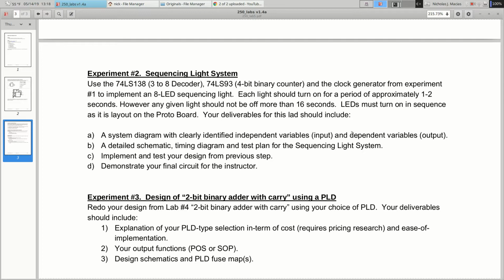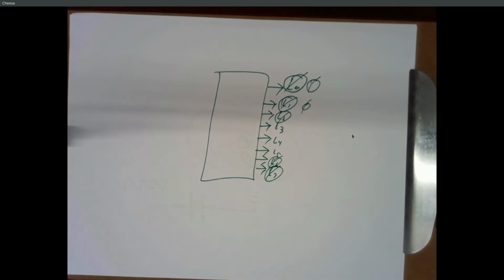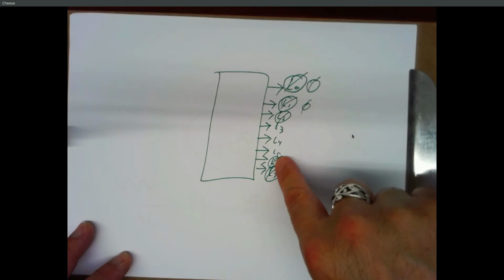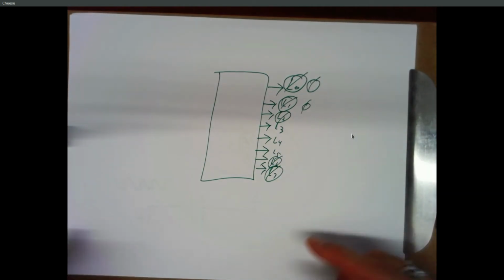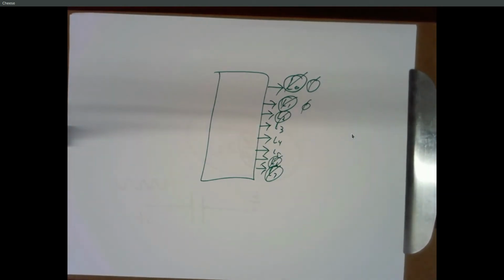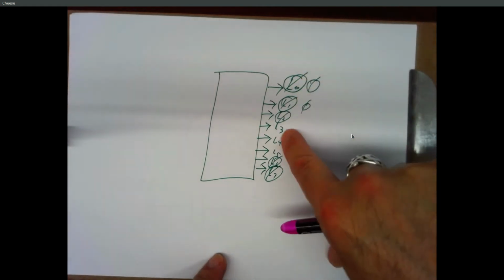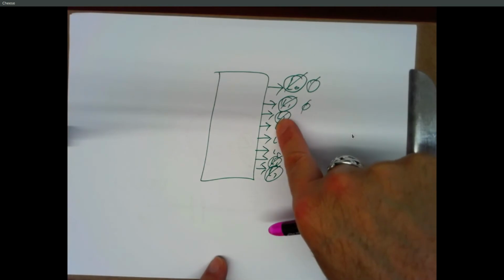LEDs must turn on in sequence as it is laid out on the proto board. So you want your LEDs sitting side by side in such a way that first, second, third, fourth, fifth, sixth, seventh, eighth, right? I don't care if they go left to right, or top to bottom, or bottom to top, or right to left, but you don't want to build your circuit, and when someone comes over to sign off on it, you say, oh yeah, so these two light up, and then this one, and then that, and this one, and that one, right?